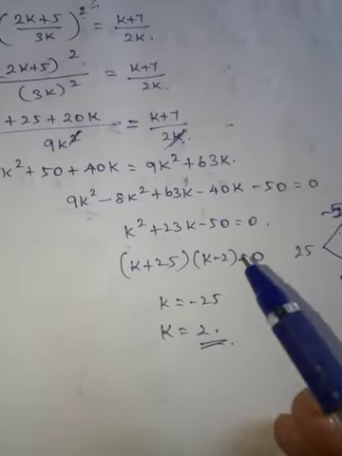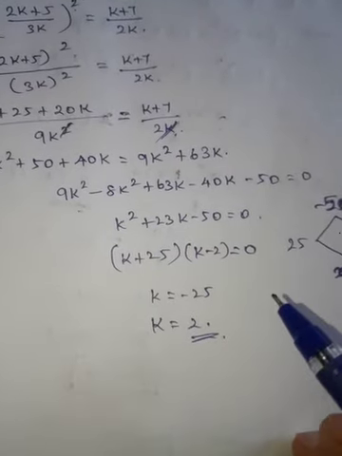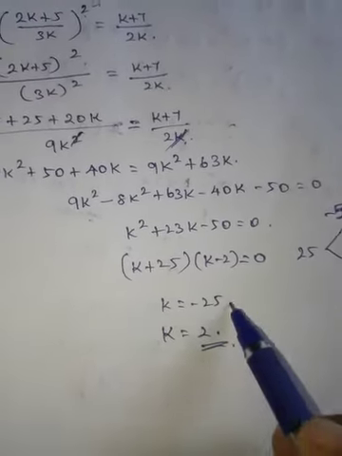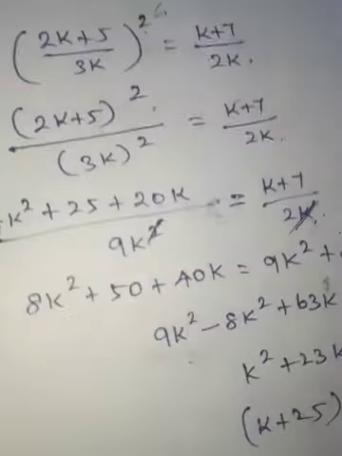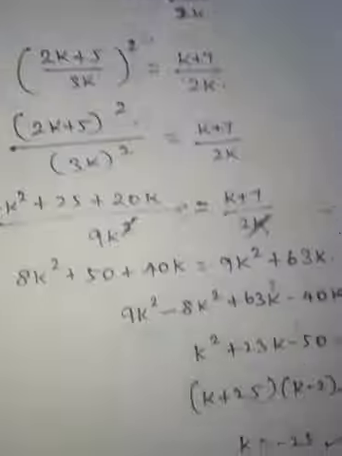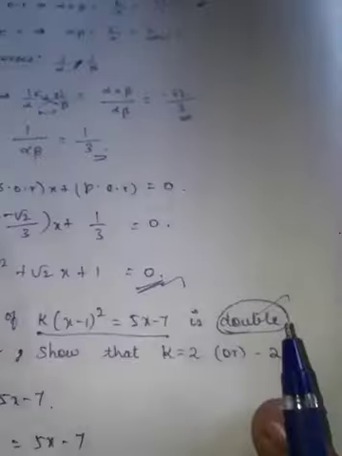So if we find the value by the factorize method, we can get k equal to minus 25, k equal to 2. So this answer is what the question asks: prove that part. Show that k equal to 2 or minus 25.